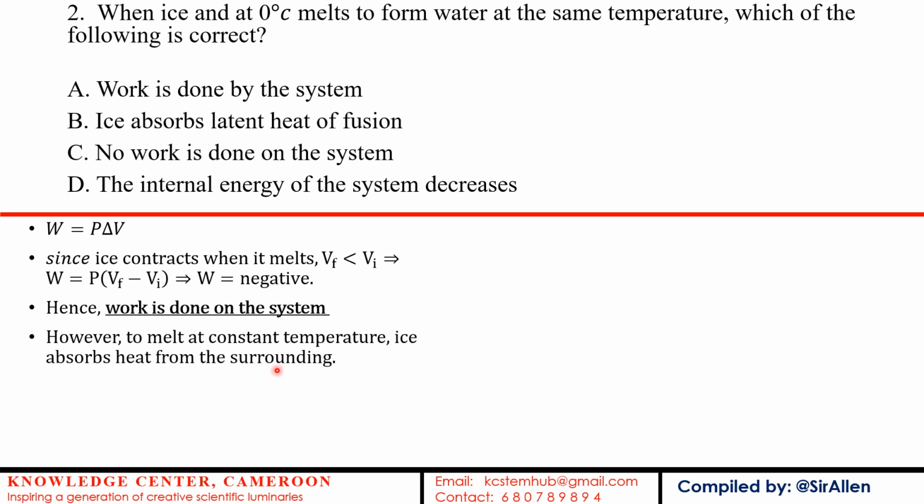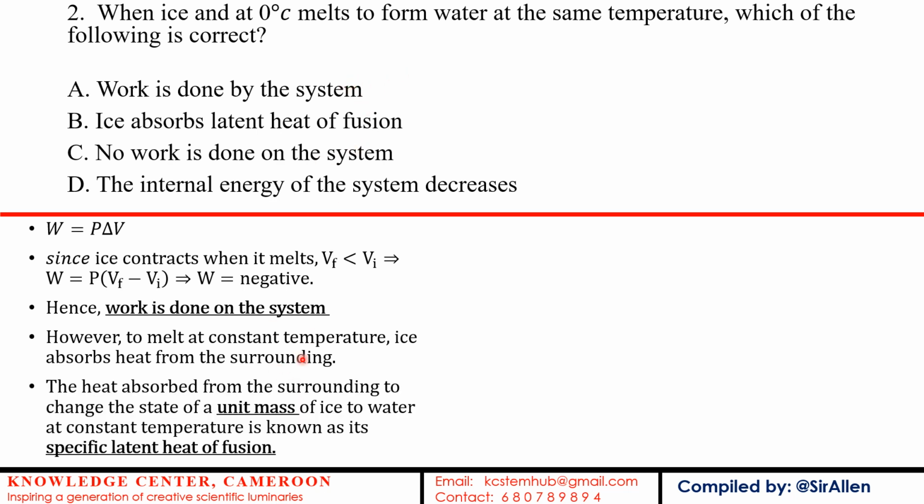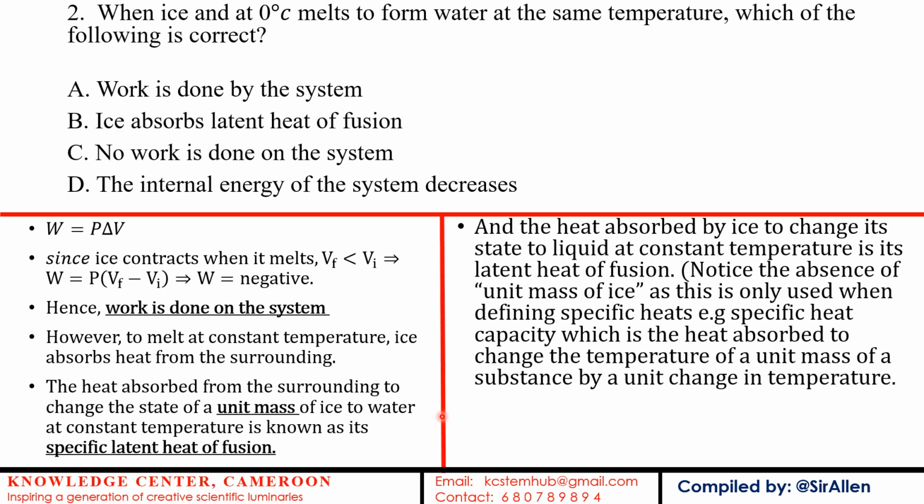However, to melt at constant temperature, ice absorbs heat from the surroundings. That's what we've talked about. What's that heat? Latent heat of fusion. So we can define that the heat absorbed from the surroundings to change the state of a unit mass of ice to water at constant temperature is known as its specific latent heat of fusion. And the heat absorbed by ice to change its state to liquid at constant temperature is its latent heat of fusion.